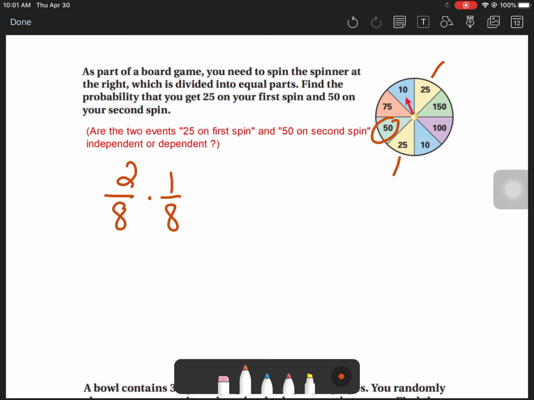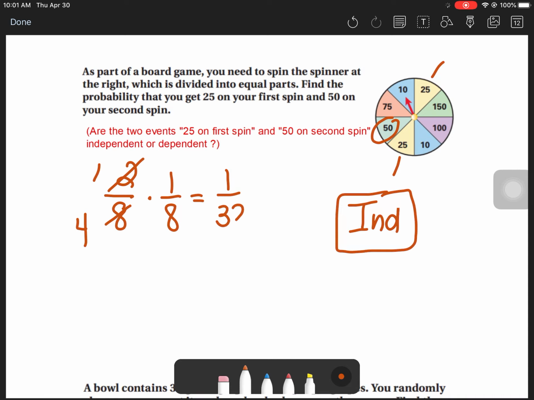And again, because once I spin the spinner, I start all over, these are independent. They do not have an effect on one another. We can simplify first, and then we can multiply. So the probability is 1 out of 32.